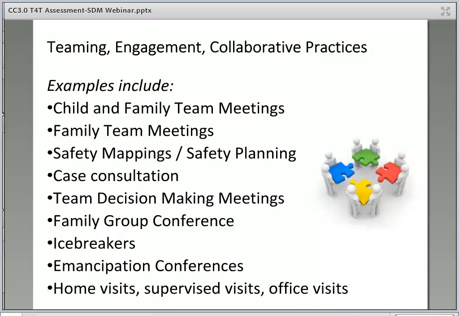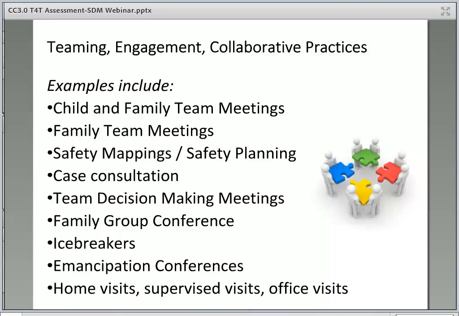Teaming, engagement, and collaborative practices involve a collaborative team approach and encourages the building of shared language, understanding, and engagement with families to assist and empower them to build their own supportive network and safety plans. Teaming is essential to effective engagement with the family and their support network to ensure a successful working relationship and better outcomes for the child and family.